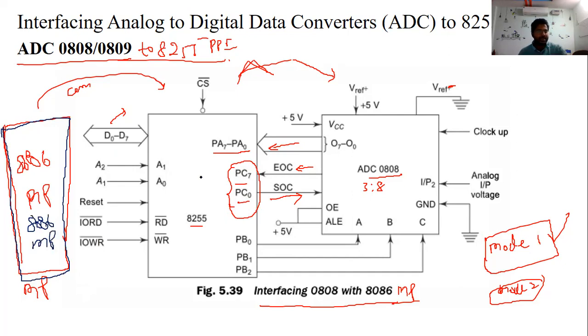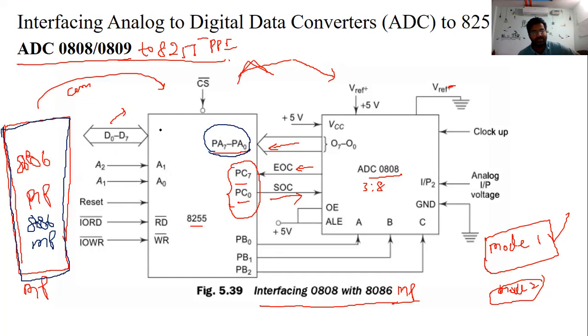For this interfacing purpose, you require some programming. Why do we require programming? In the 8255, only port A is working.